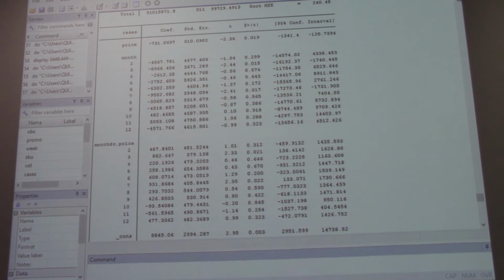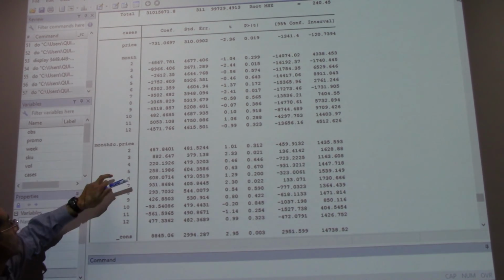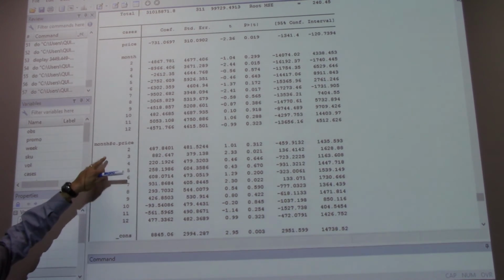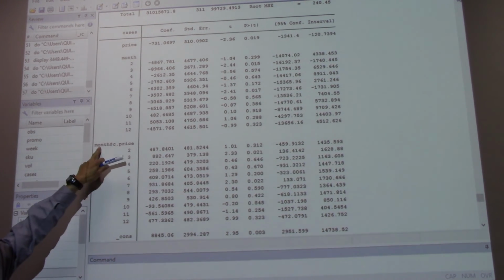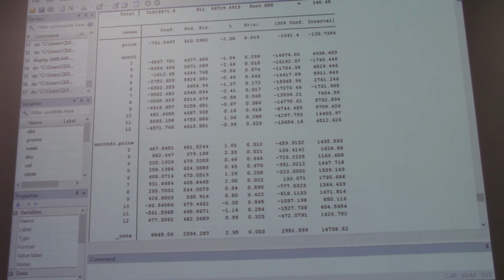So here, you're not going to ask us to write the model for the regression we're running then? Probably, yeah, I don't think so. Yeah, so here are, again, the month dummies, and then the nice thing about the factor variables is that it actually labels them for you. So this is month times price.